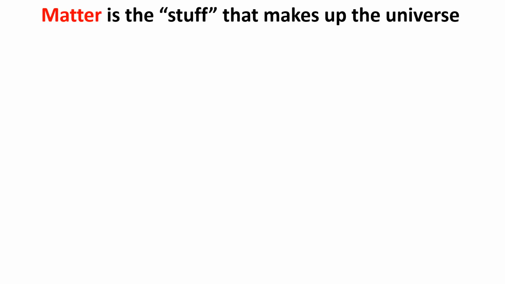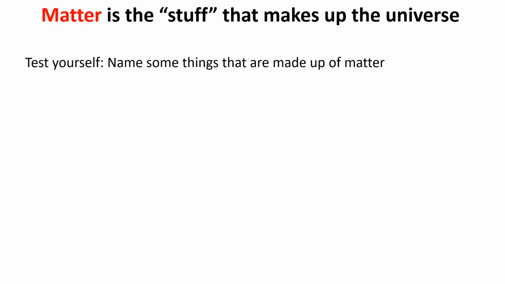So we had talked about last time, matter is the stuff that makes up everything physical in the universe. And so I asked you to name some things that are made up of matter. Anything you can think of that is physical is made of matter. So you're made of matter, the air is made of matter, the chair you're sitting in is made of matter, the computer you're watching on is made of matter. Everything physical. And we said that matter has two characteristics.